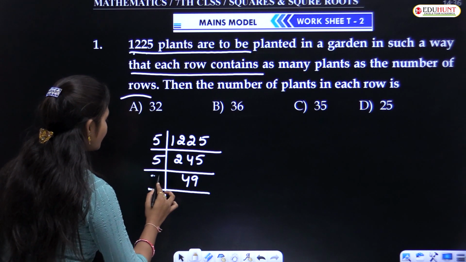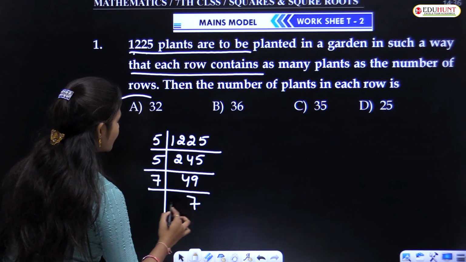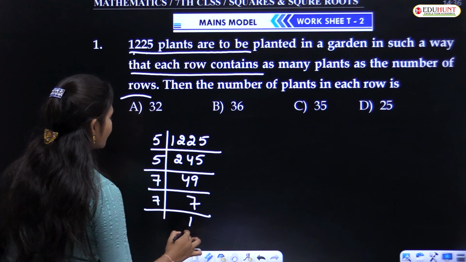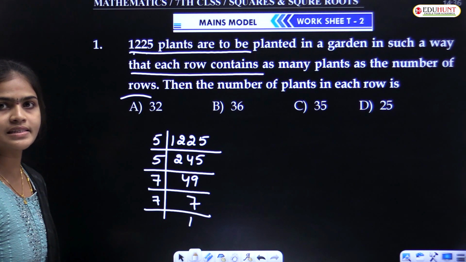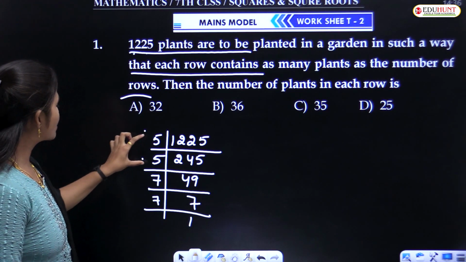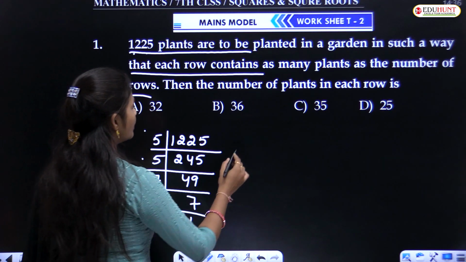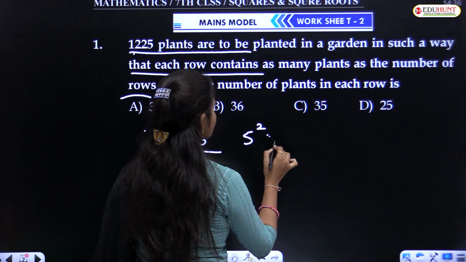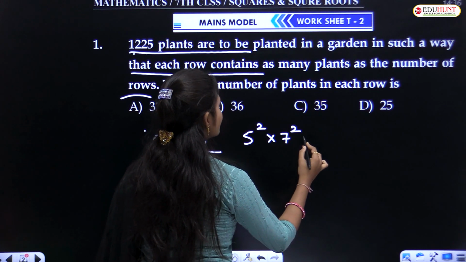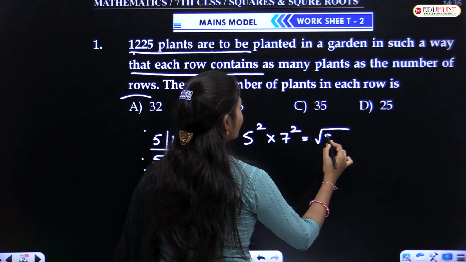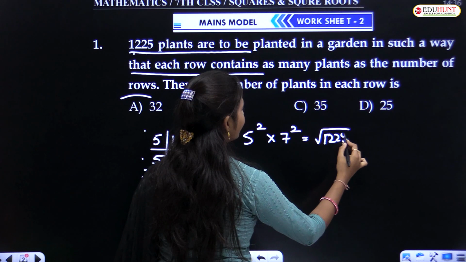Next, this number is divisible by 7. So 7 7s are 49. Next, 7 1s are 7. Is it clear? So here 5 square and 7 square. So we can write this as 5 square into 7 square, and we need the square root of 1225.